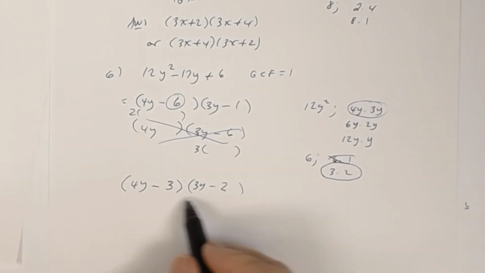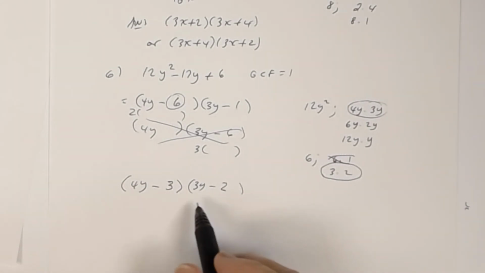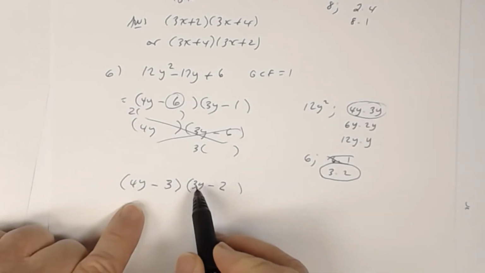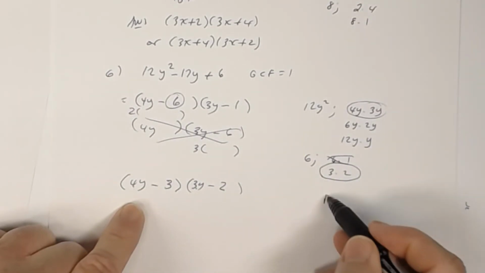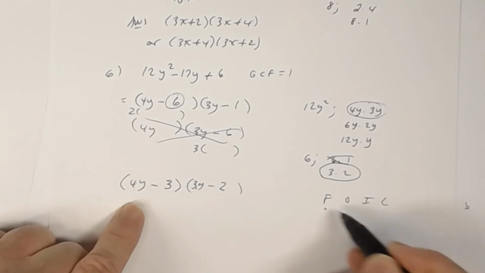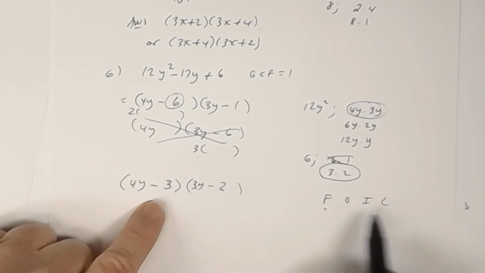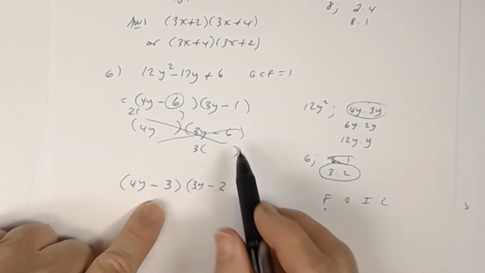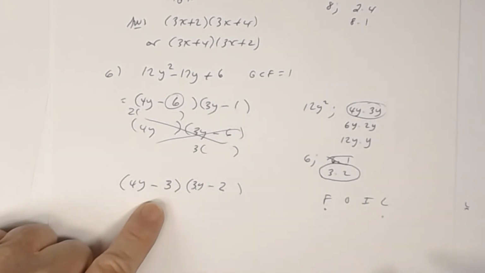Now, all we have to do is check to make sure what we have looks good. So 4y times 3y is 12y squared. So in terms of FOIL, my F is okay. The last, a negative 3 times a negative 2 is a positive 6. So in terms of L, I'm okay.